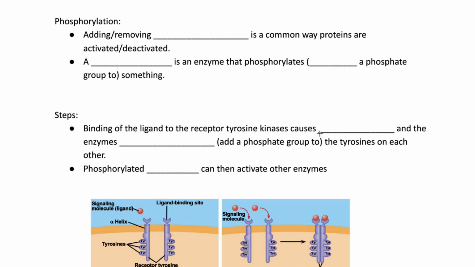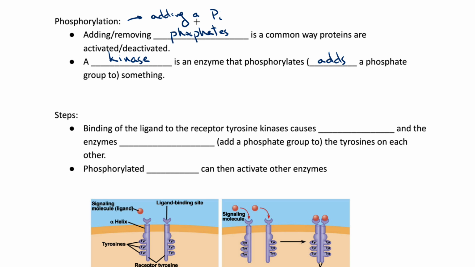A little bit of terminology here. The word phosphorylation means adding a phosphate to something. I'll write P sub i for inorganic phosphate. So phosphorylation means adding a phosphate to a protein, for example. And adding and removing phosphates is a common way that proteins like enzymes are activated or deactivated. And a kinase is an enzyme that adds a phosphate group to something. There are other enzymes called phosphatases that remove them.